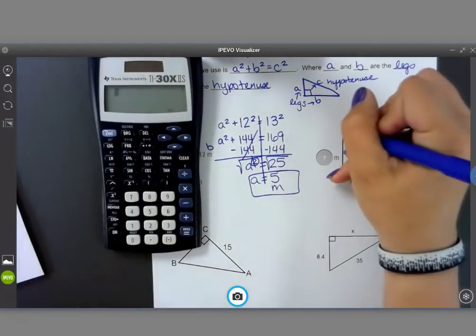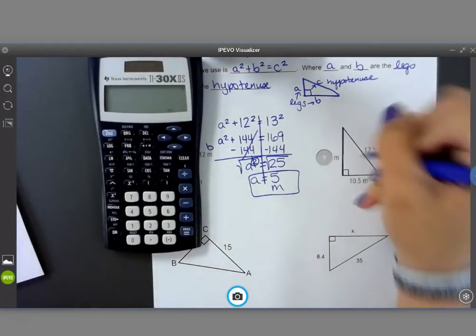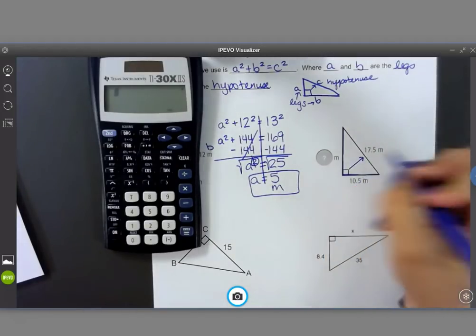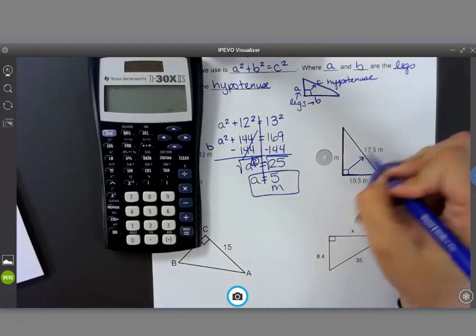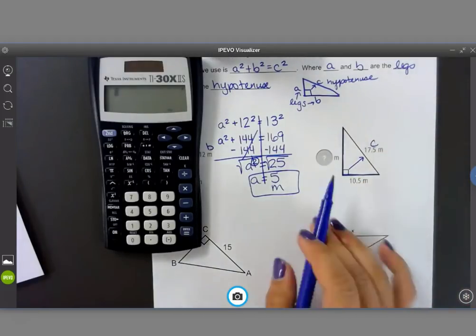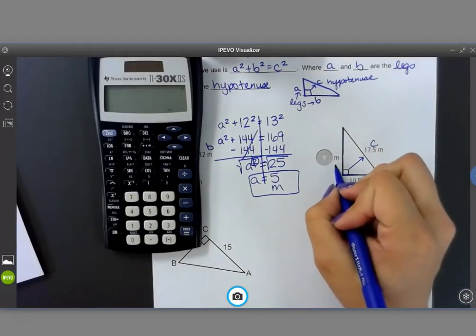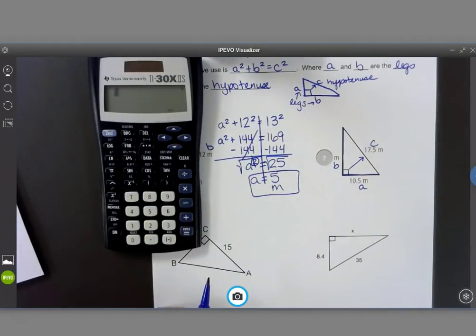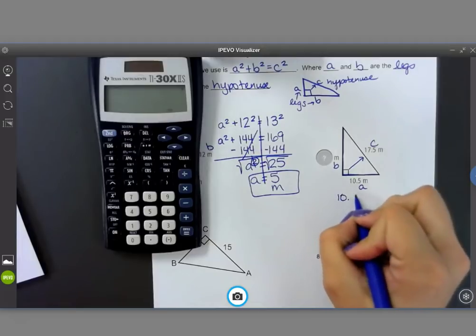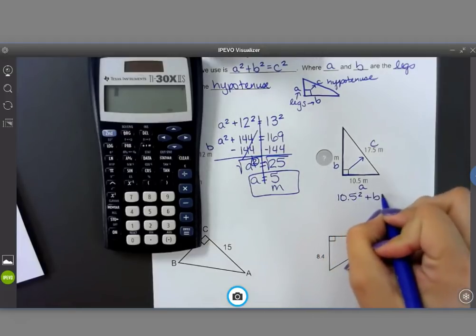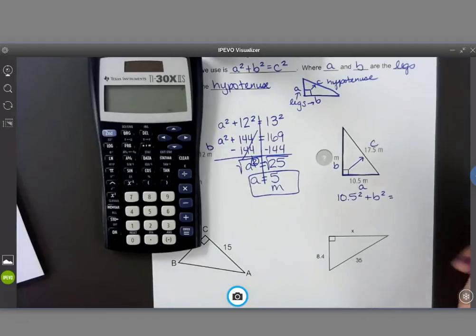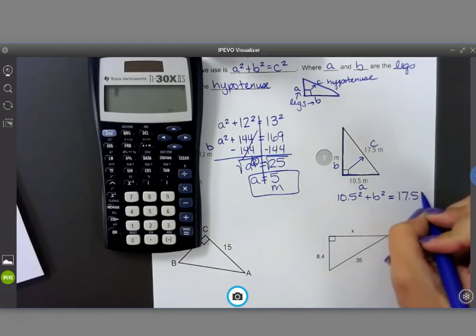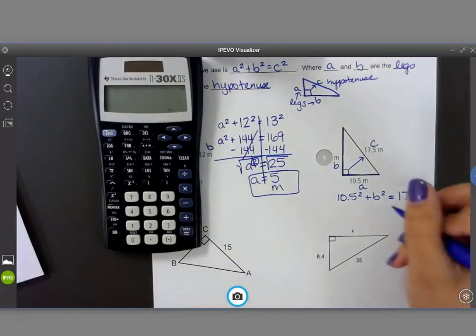The first thing I always do is double check which side am I missing. Am I missing a leg or am I missing the hypotenuse? So the first thing I look for is my C value, because A and B can be used interchangeably. So I'm going to make this one B and this one A. So we plug in one of our side lengths for A. We don't know the other leg. And then 17.5 gets plugged in for C.